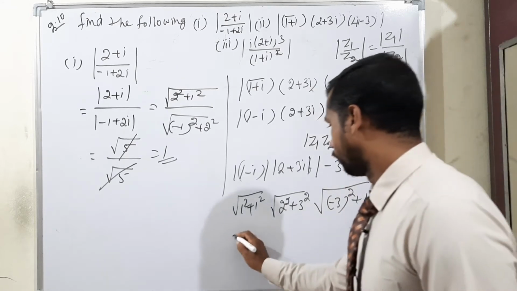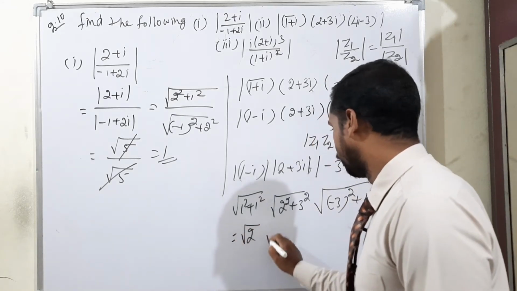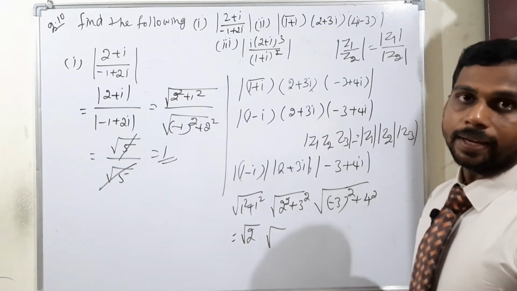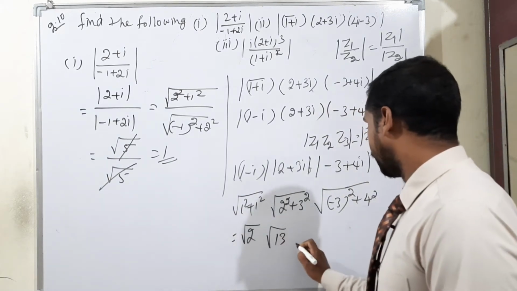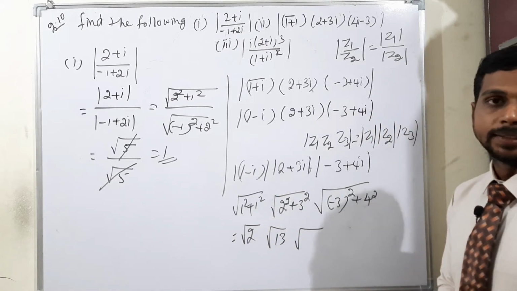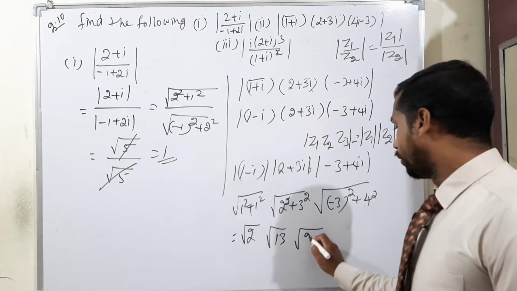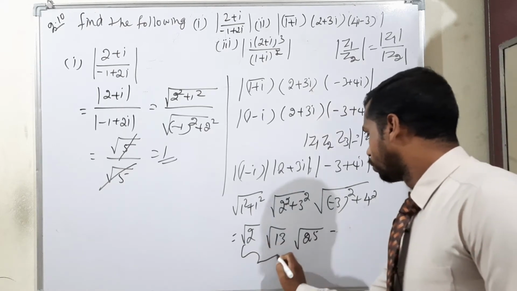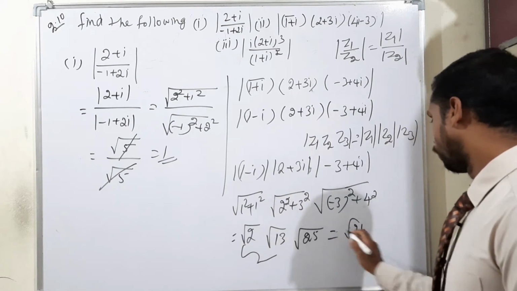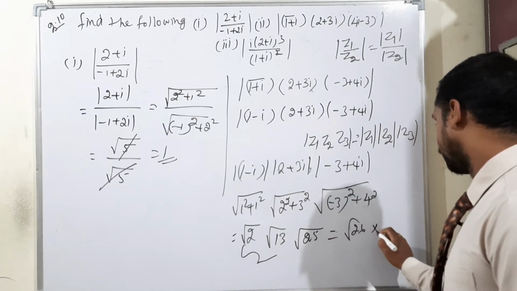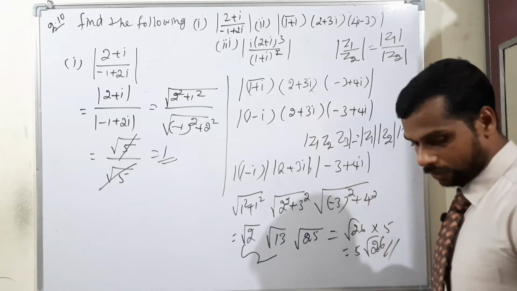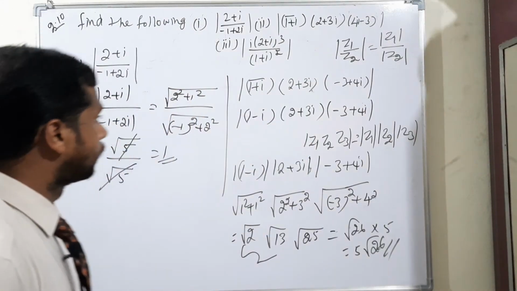Therefore, the first one, 2 will come. Second one, 2 square means 4, 3 square means 9, 9 plus 4 is equal to 13. The last one, 3 square means 9, 4 square means 16, 16 plus 9 is equal to 25. The first is 2, 2 into 13 means 26. Root 25 means we can say 5, isn't it, into 5. So we can write now what the answer is: 5 root 26. Okay. Moving to subdivision third.